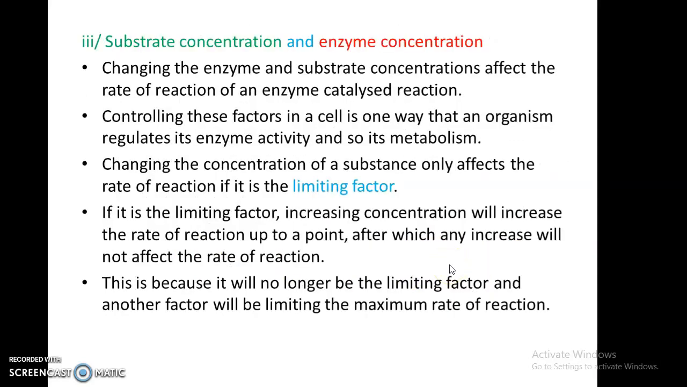The other factors which can affect enzyme activity are substrate concentration and enzyme concentration. Changing the enzyme and substrate concentrations affects the rate of reaction of an enzyme catalyzed reaction. Controlling these factors in a cell is one way that an organism regulates its enzyme activity and so its metabolism. Changing the concentration of a substance only affects the rate of reaction if it is the limiting factor. If the substrate is the limiting factor, changing the substrate will affect the process. If the enzymes are the limiting factors, then changing the enzymes will affect the process.